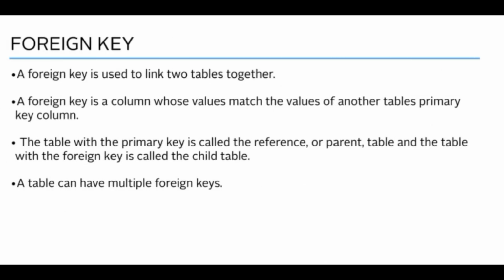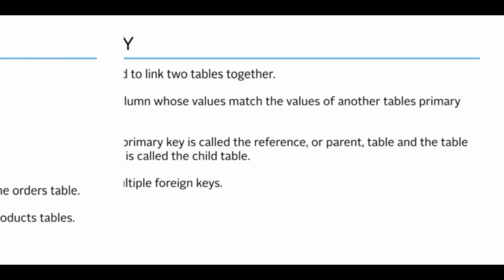So now let's take a look at foreign keys. So a foreign key is used to link two tables together, and a foreign key is a column whose values match the values of another table's primary key column. And the table with the primary key is called the reference or parent table, and the table with the foreign key is called the child table. And unlike primary keys, a table can have multiple foreign keys within it.